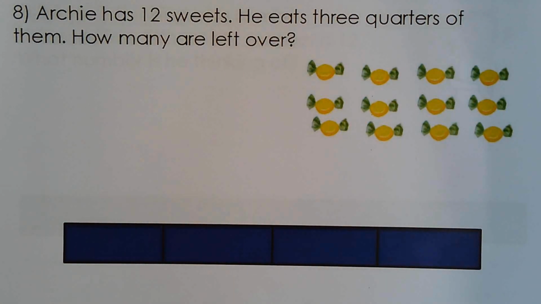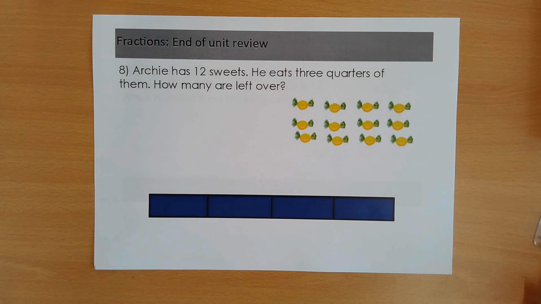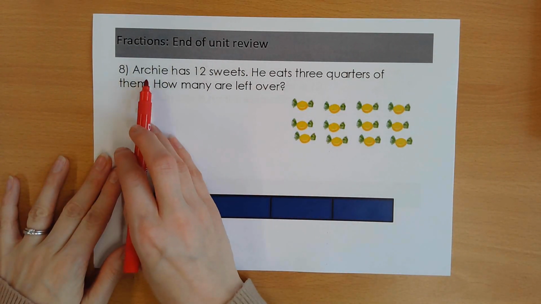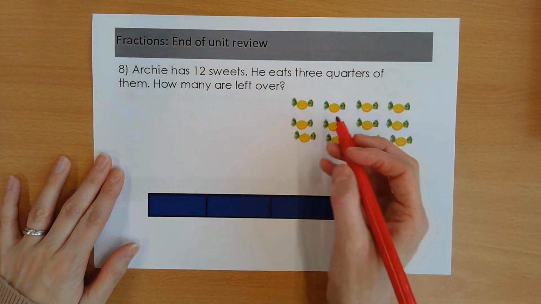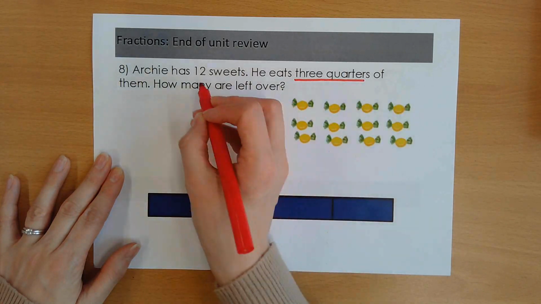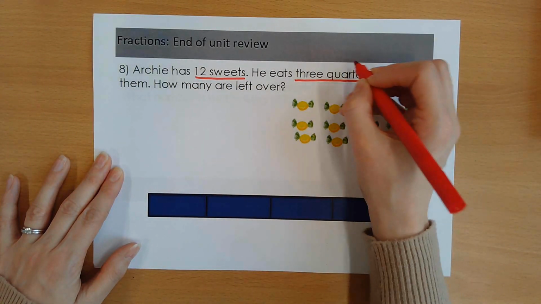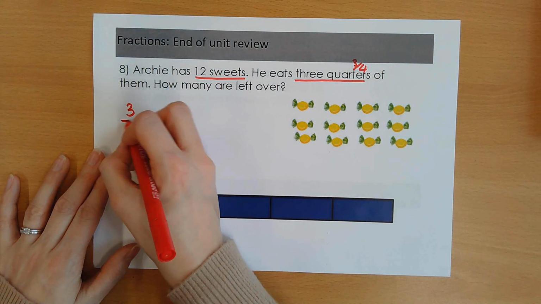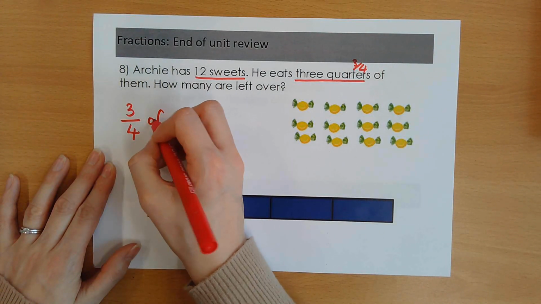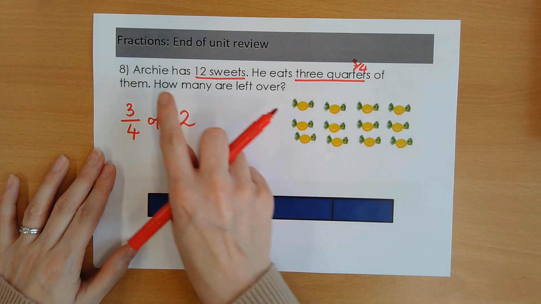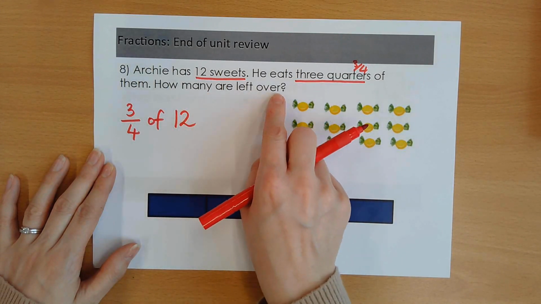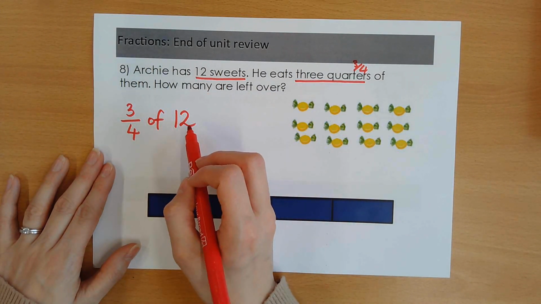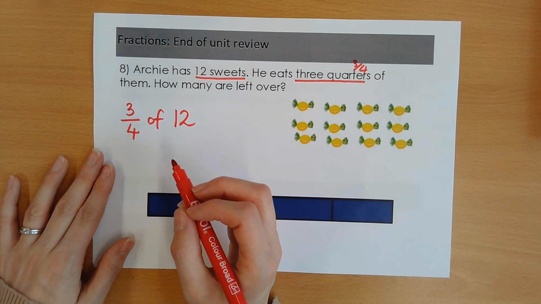Okay, so hopefully you've managed to have a go at that. Let's have a look at how we can use our bar model to help us. So Archie's got 12 sweets in total and he's eaten 3/4. That's my main information there, 3/4. So I'm looking for 3/4 of 12. But then it says how many are left over. So I'm finding 3/4 of 12, but then I want to know how many are left.